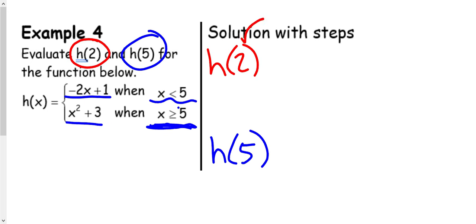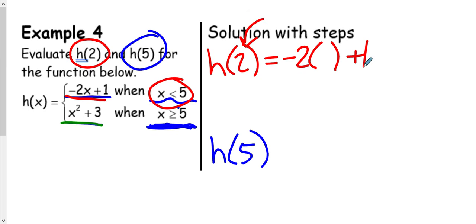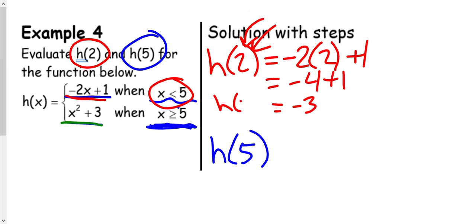So h of 2. Do I want to use the top function or the bottom function? Yeah, 2 is less than 5, right? So that would be this one, which means we want to use the negative 2x plus 1. And we're substituting what value? 2. So negative 2 times 2 is negative 4 plus 1, which would make negative 3. So h of 2 is negative 3, I'm sorry.